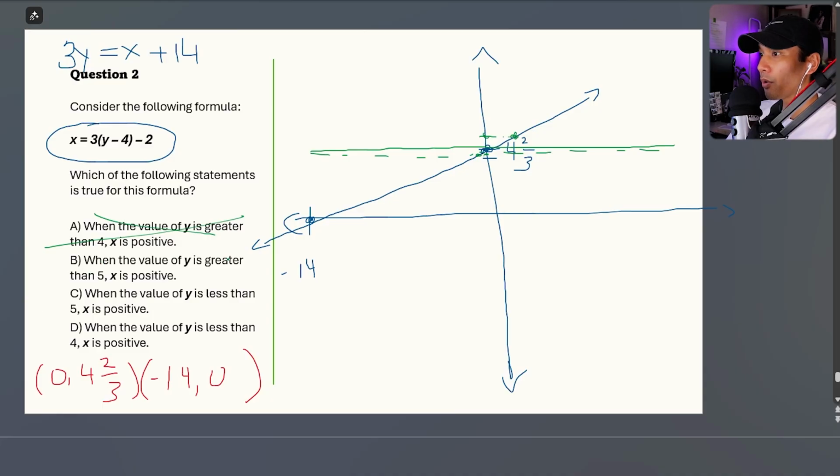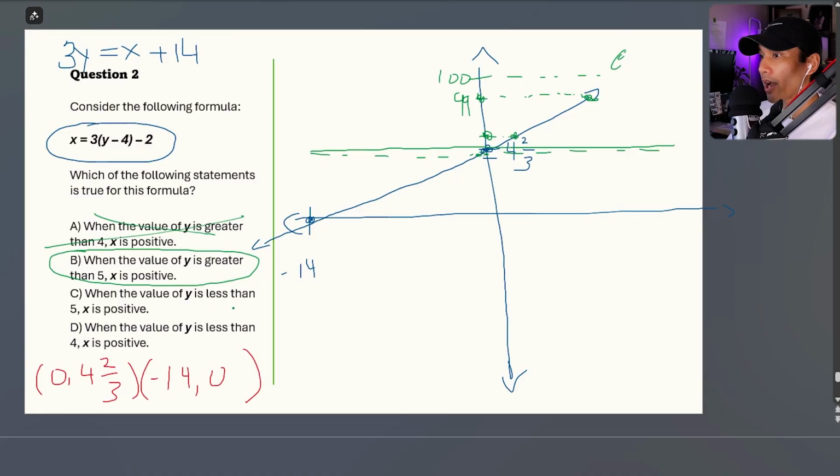So, when the value of y is greater than 5, x is positive. This point right here is 5. Let's choose a point greater than 5. This could be 99 for all I care. If you look, it's positive on the graph. If we chose 100, positive on the graph. So B is correct. Let's test the other ones though, for the sake of the video.